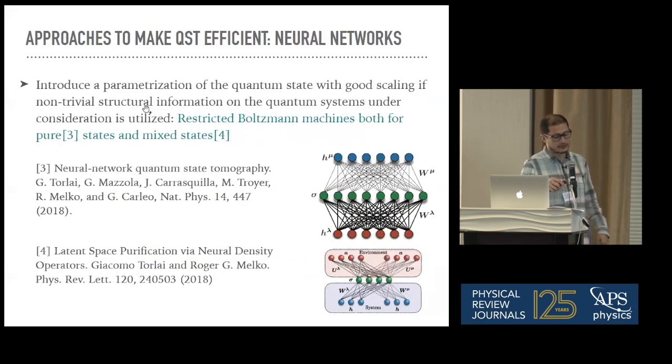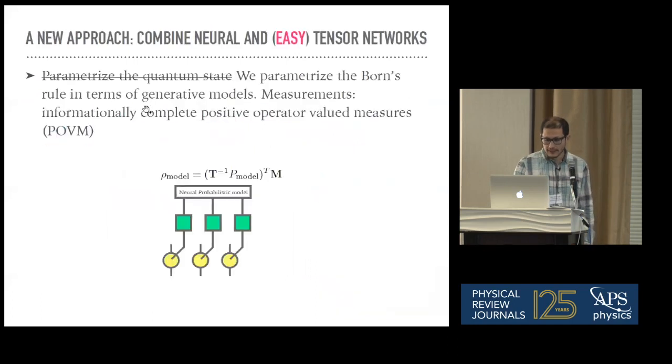There's also a different approach, which is using neural networks. You introduce a parameterization using the RBM, this restricted Boltzmann machine, or these neural network quantum states, and you do this reconstruction, and that works, and that has been extended to even mixed states, but with some restrictions. What I want to tell you about today is a new approach to solve this problem, where we combine neural networks and some simple, easy tensor networks, okay?